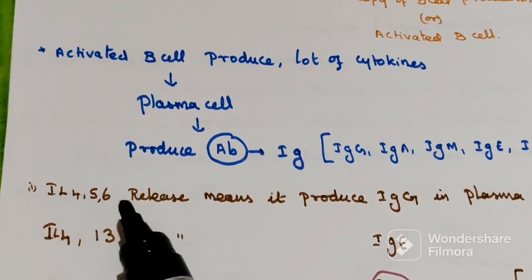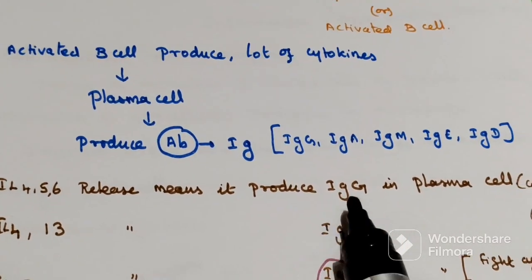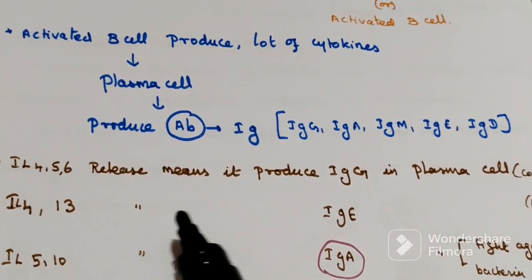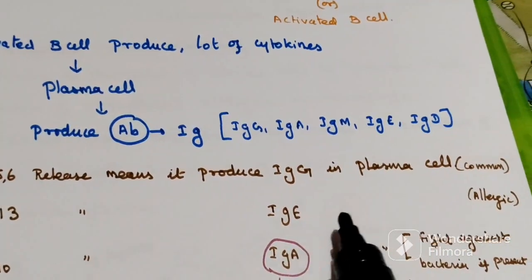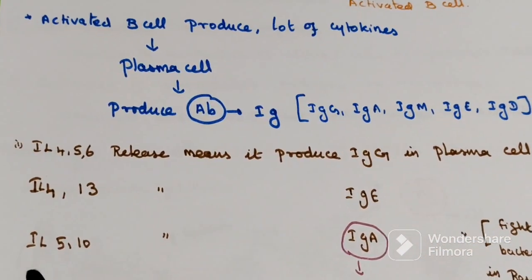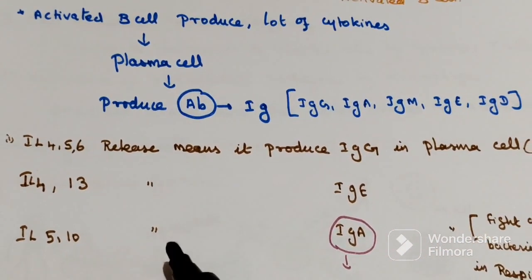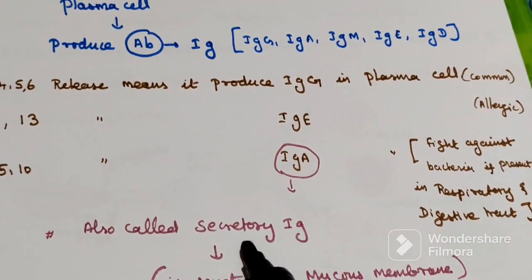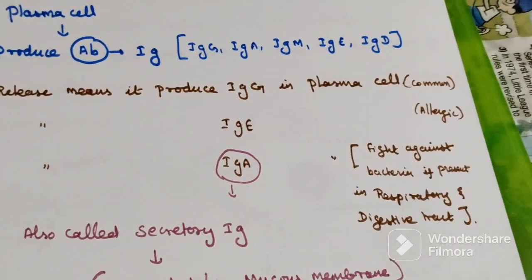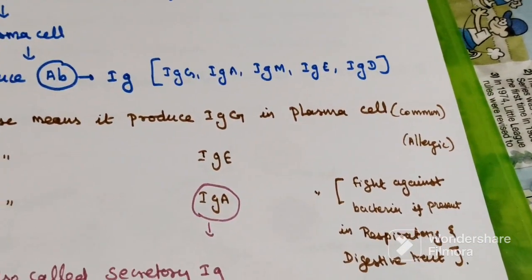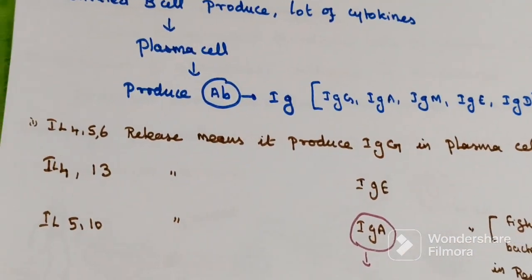Interleukin 4, 5, 6 released means production of IgG. This one is the common. Then interleukin 4 and 13 means IgE antibody. Whenever there is an allergic reaction, the production of this is high. Then interleukin 5 and 10 released means immunoglobulin A. This one is also called secretory immunoglobulin because it is secreted by mucous membrane. This one fights against bacteria present in the respiratory tract.